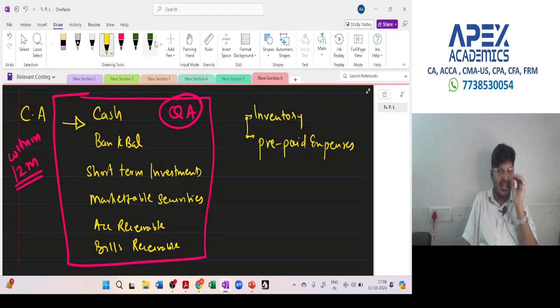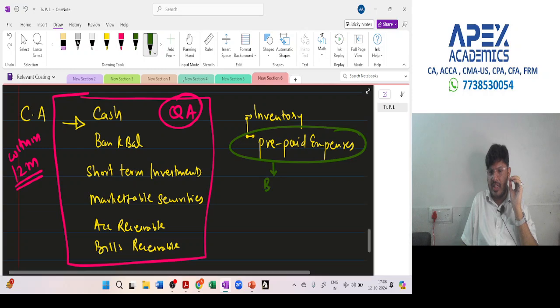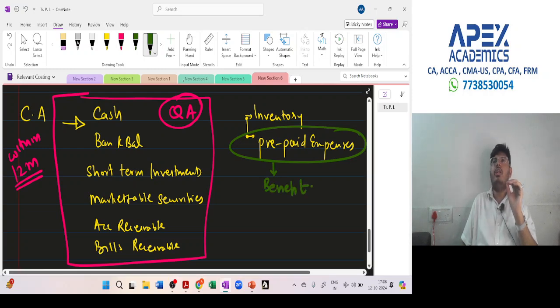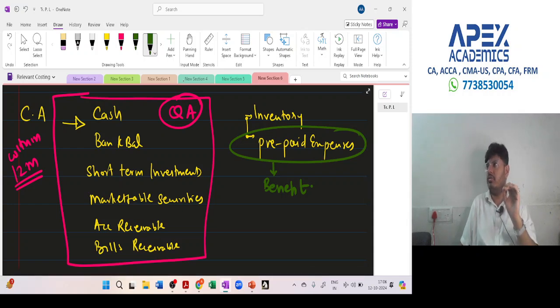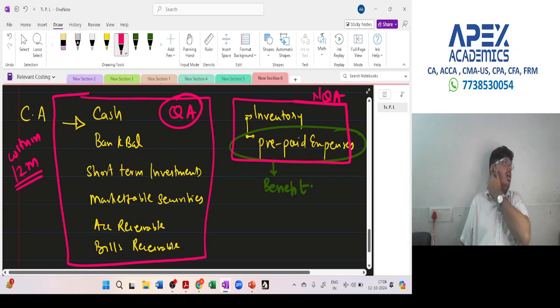Now, please understand in this also, prepaid expenses are never converted to cash. What you get out of prepaid expenses is only a benefit. They are not converted to cash. But inventory, there is no guarantee that it is going to be converted to cash. These two put together comprise a team known as NQA, non-quick assets. So who are non-quick assets?